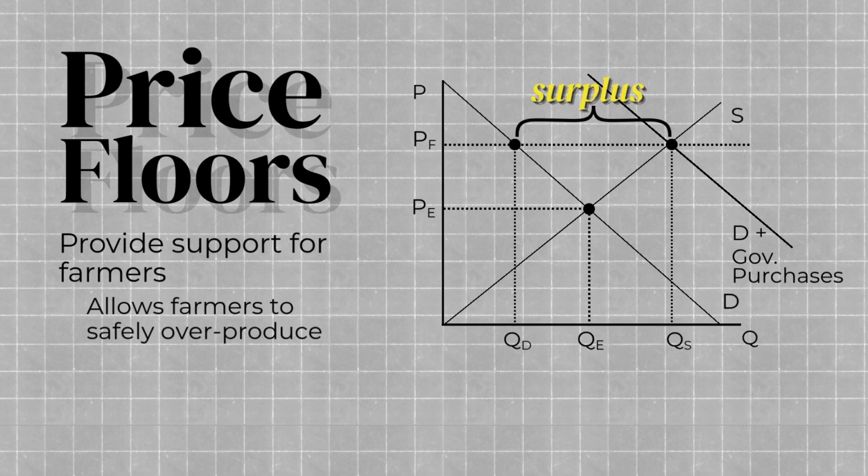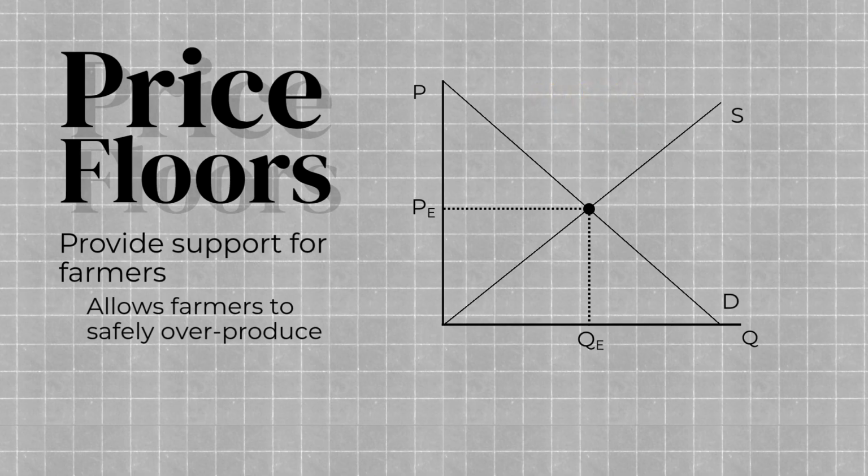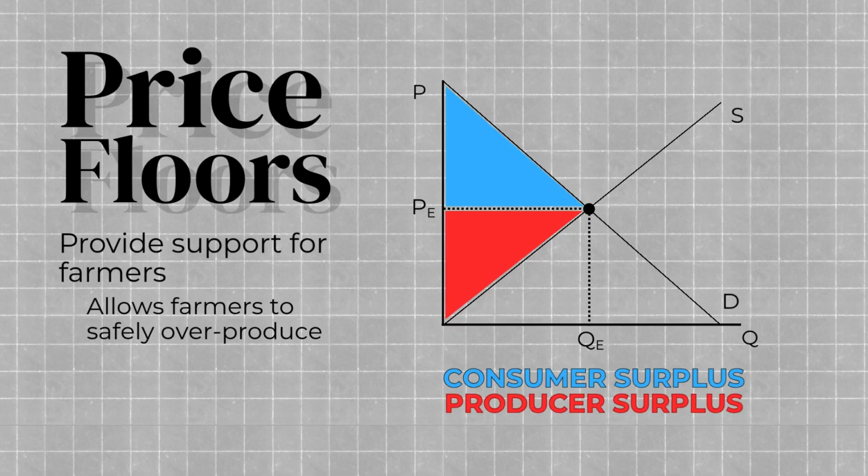Now let's take a look at what that does to social welfare. At the equilibrium price, the social surplus, which is the producer and consumer surpluses combined, is maximized. Now let's introduce the price floor.